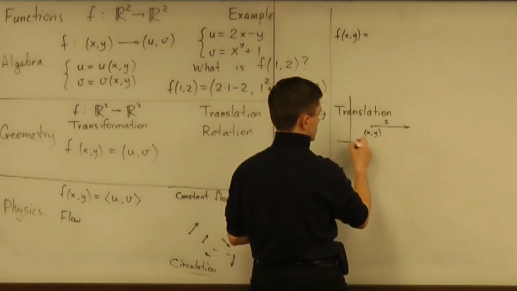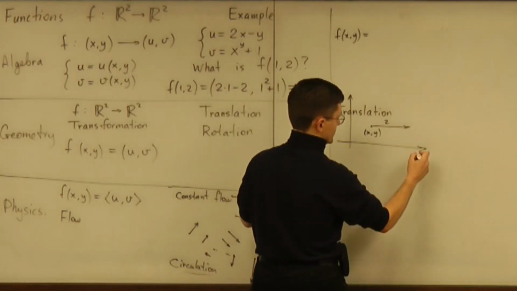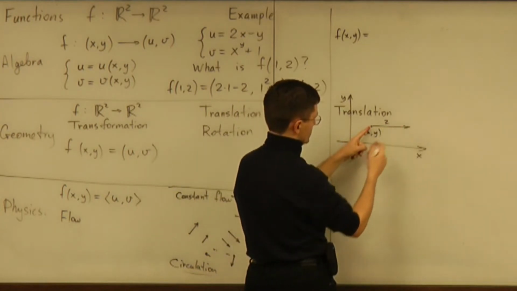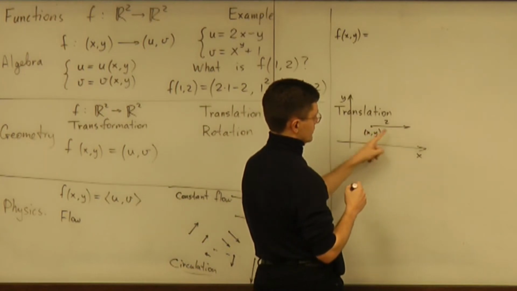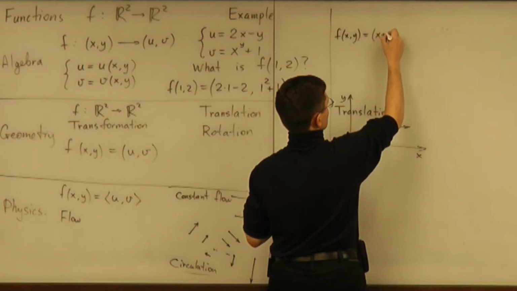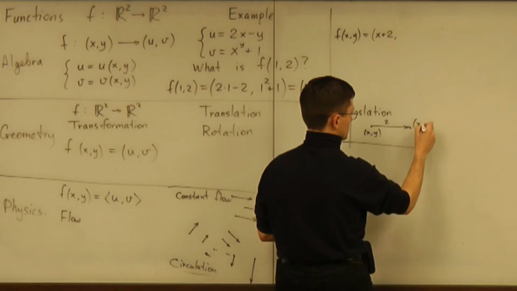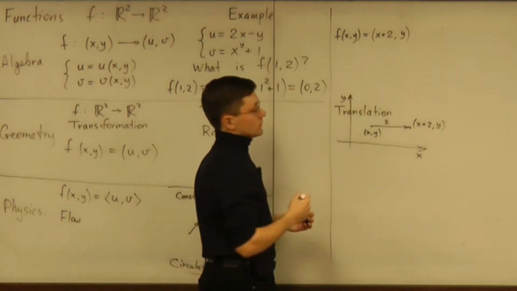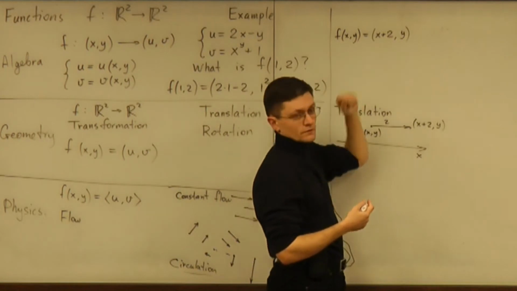Well, if I introduce coordinate system, this probably simplest way so that the x-axis is parallel to the direction of translation, well then my translation keeps y value the same and increases x value by the amount of 2. So I get x plus 2 and y stays the same. So that's the algebraic formula for the function. Very simple formula, and we notice that this function is linear.